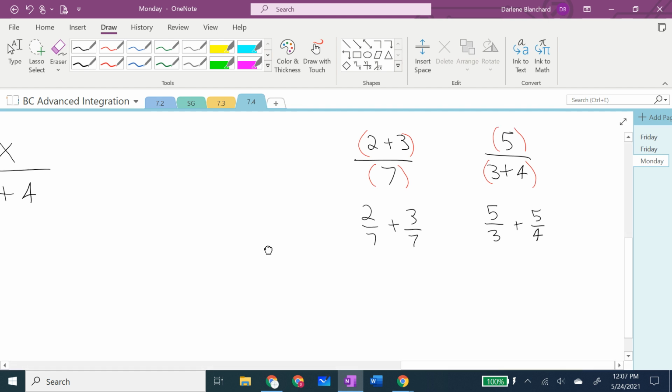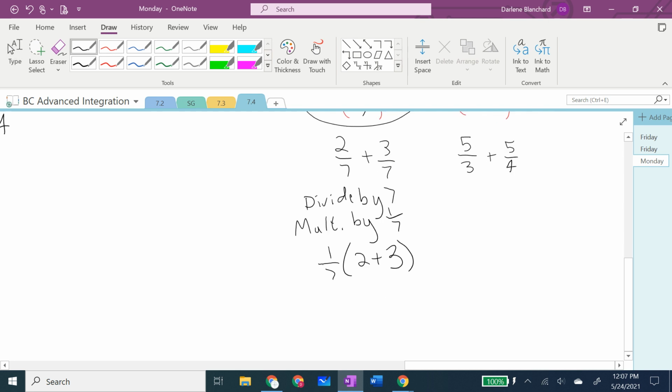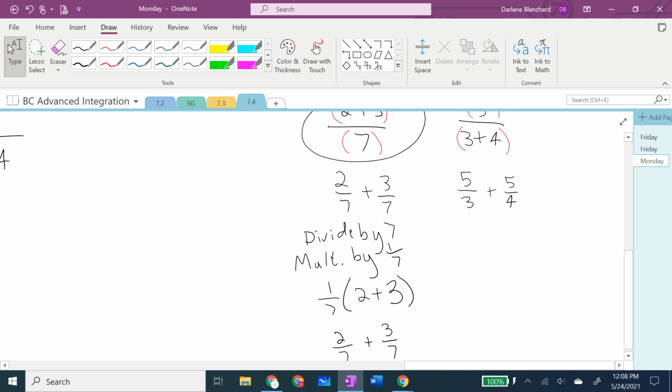When I look at this one, when I divide by 7, that is the same thing as multiplying by 1/7. So I can change that fraction to 1/7 times 2 plus 3. And then I can separately multiply using my distributive property of multiplication over addition.